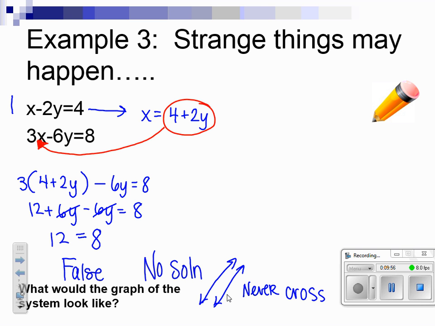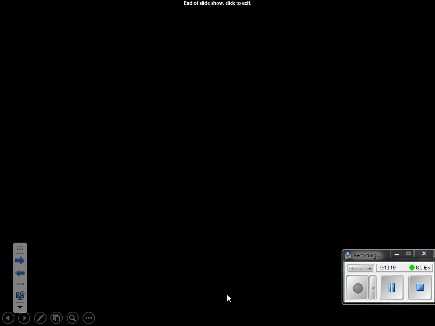Because they're parallel lines. So you could also get one where, when you substitute back in, the variables cancel out and the numbers equal each other. And when the numbers equal each other, that's going to be infinitely many solutions. And that graph will look like one graph on top of the other. So just remember, substitution means to replace. We've talked about graphing and substitution now, and we'll see you tomorrow in class. Have a great day.